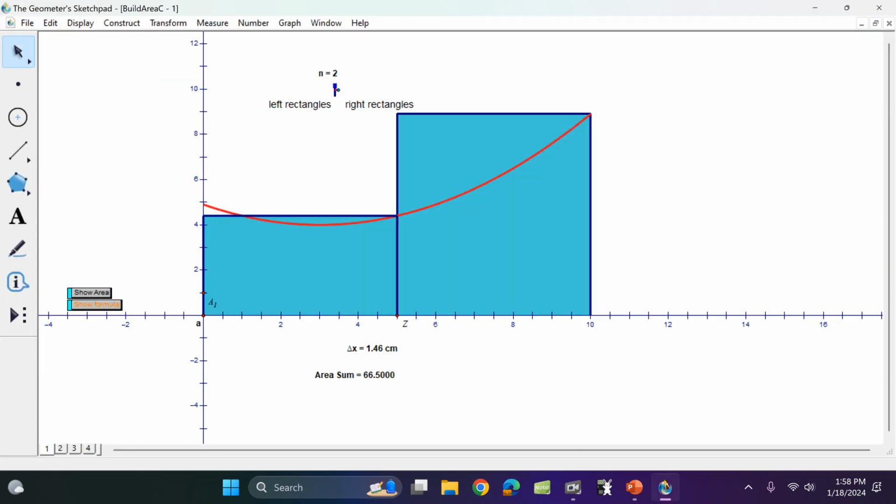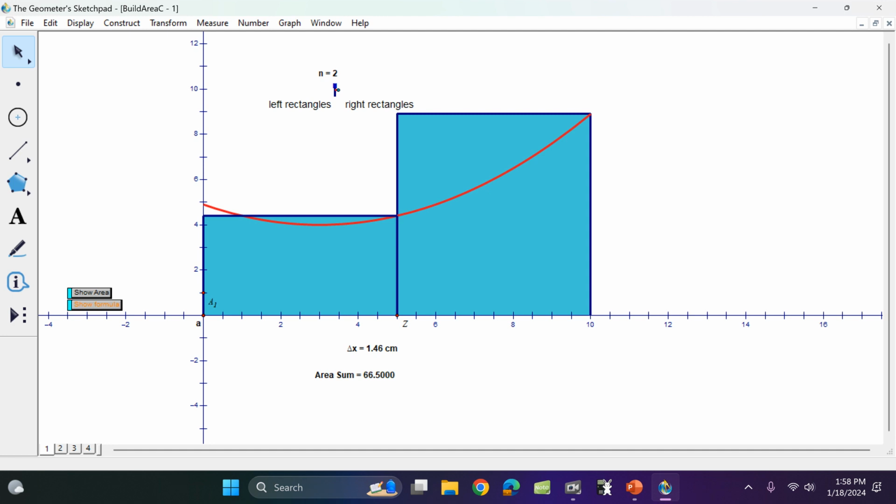Okay, so Riemann did this. He said, I have this red curve, and what the function is not important right now. He said, I want to find the area under the curve. And so he starts with something ridiculous. He breaks the area under the curve into two big rectangles. Why rectangles? Well, because rectangles are easy to find the area of.